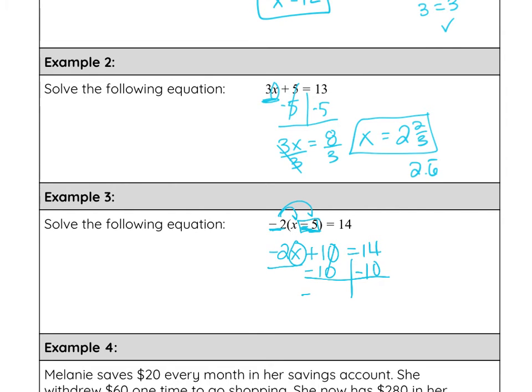Bring down this whole thing. Negative 2x is equal to 14 minus 10 is 4. Divide both sides by negative 2. And x is equal to negative 2.